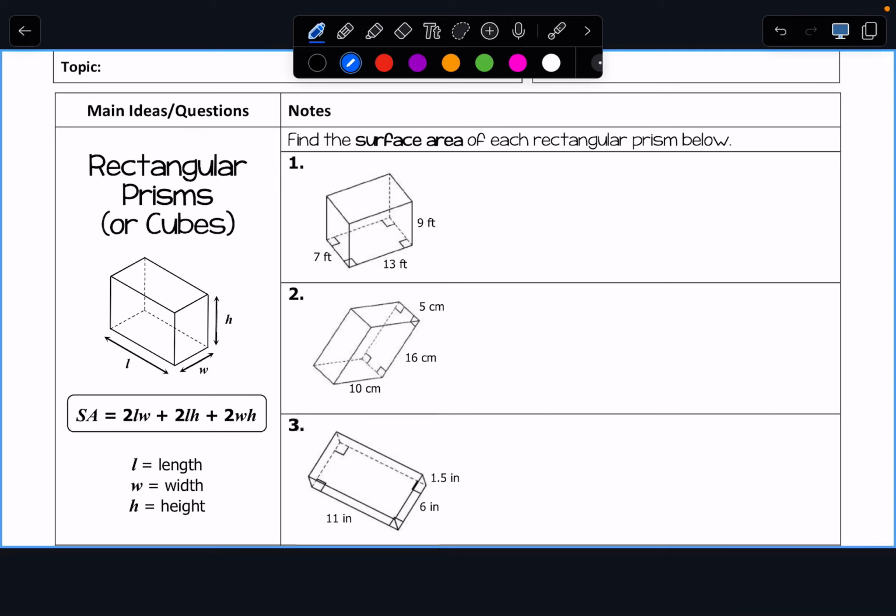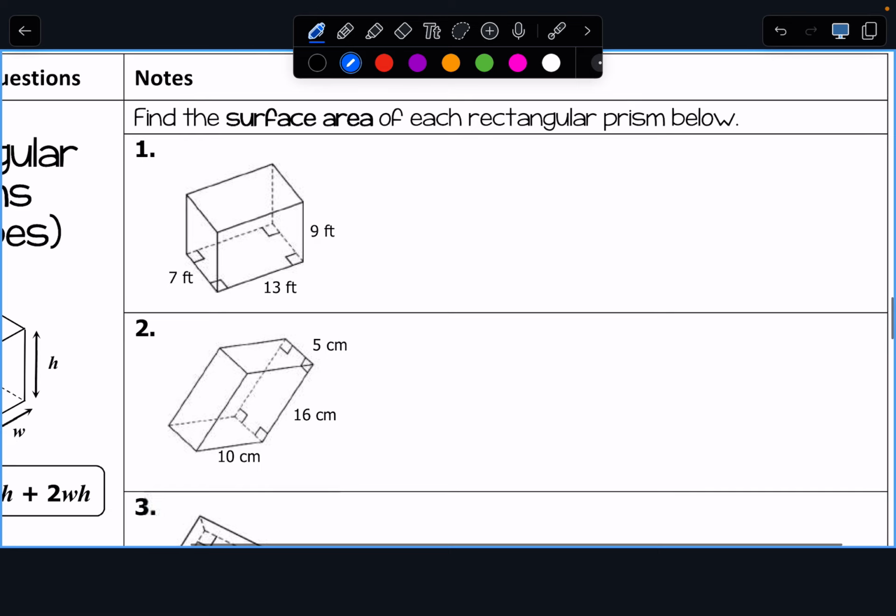Okay, so for surface area, we're taking all of the faces and adding their areas together. So in this rectangular prism, I have this face right here. What's its dimensions? Okay, and how many of those are there? There's 2 faces that are 7 by 9.